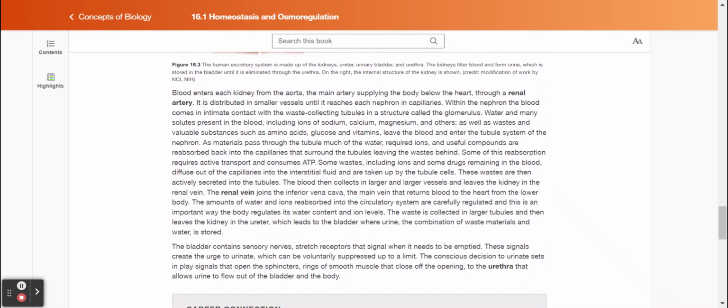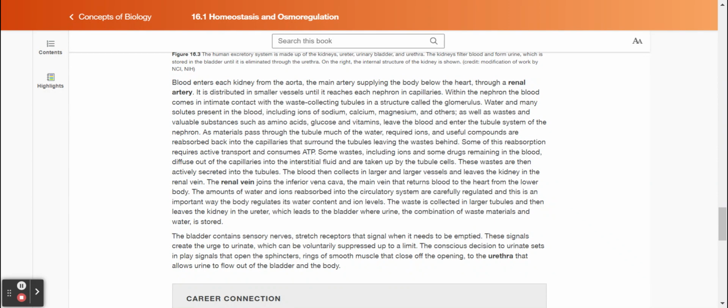Blood enters each kidney from the aorta, the main artery supplying the blood below the heart, through a renal artery. It is distributed in smaller vessels until it reaches each nephron in capillaries. Within the nephron, the blood comes in intimate contact with the waste-collecting tubules in a structure called the glomerulus. Water and many solutes present in the blood, including ions of sodium, calcium, magnesium, and others, as well as wastes and valuable substances such as amino acids, glucose, and vitamins, leave the blood and enter the tubule system of the nephron.